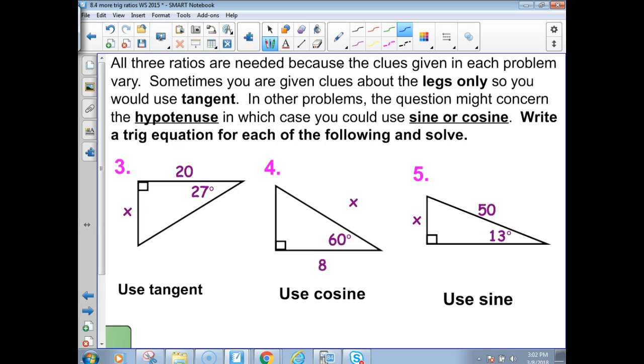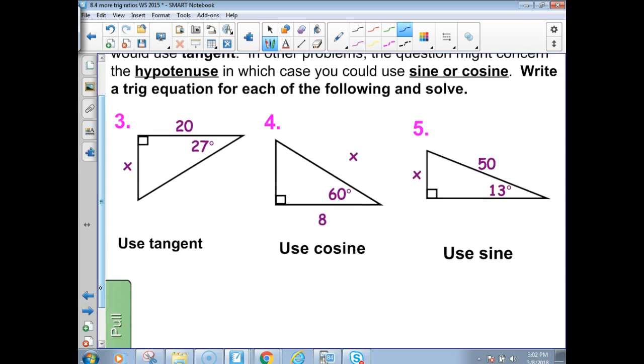Okay, all three ratios are needed because the clues given in each problem vary. Sometimes you have clues about the legs only, so that's when you use the tangent. In other problems, you might be concerned with the hypotenuse, in which case you're going to use your sine or your cosine. Write a trig equation for each of the following and solve.